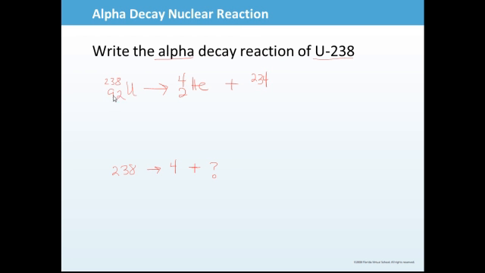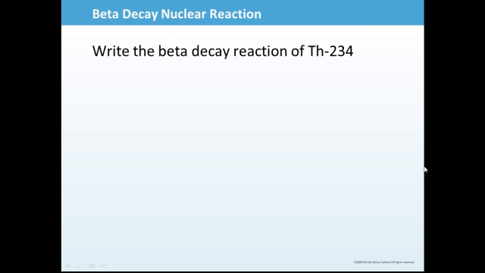Same with my atomic number, 92. I have 92 on the left. My alpha particle has an atomic number of 2. My mystery particle plus my alpha particle must have the same atomic number as the left side. So 2 plus 90 equals 92. We use the 90, we look up on the periodic table, and we see that this is element Th. This is alpha decay, and we're going to form thorium-234. Please pause this recording and try this example.